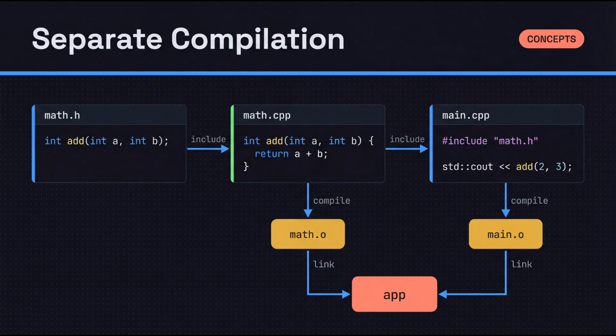The implementation file, math.cpp, contains the definition, the actual function body that returns a + b. This gets compiled separately into its own object file. Then, main.cpp includes math.h and calls add. It compiles to its own object file too. The linker combines both object files into the final executable. This is the foundation of every large C++ codebase. Thousands of files, each compiled independently and linked together.